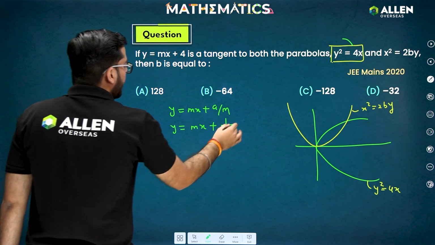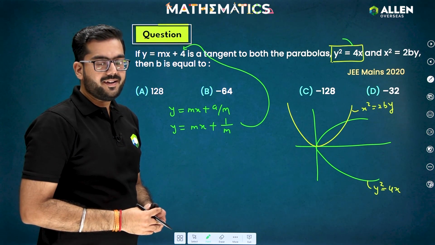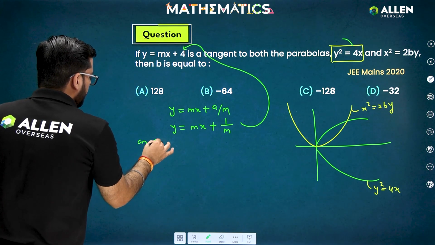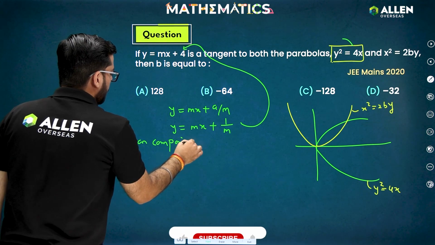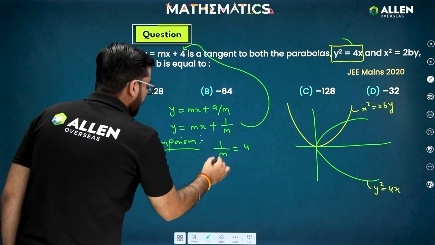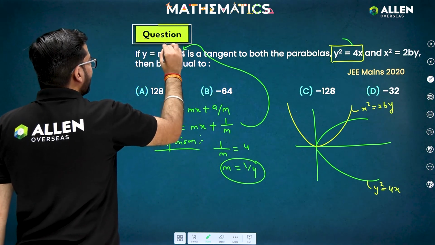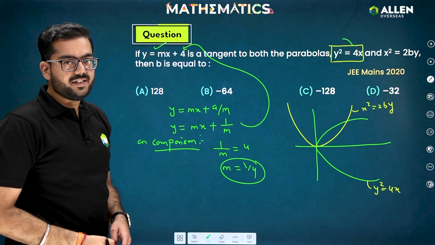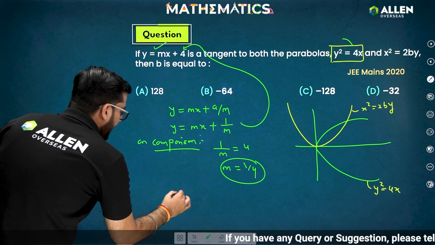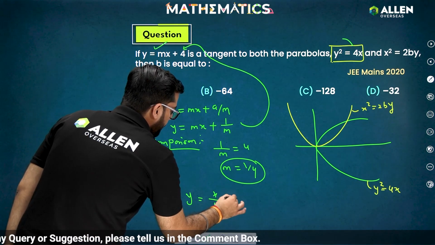Now this equation directly you can compare with y is equal to mx plus 4, right, because it is the same. So the constant term we are getting on comparison, we are getting 1 upon m, which is equal to 4. So m you will get 1 upon 4. Now you can design the exact equation of tangent, that is y is equal to mx plus 4. Now m you can replace with 1 upon 4. So y is equal to x upon 4 plus 4.